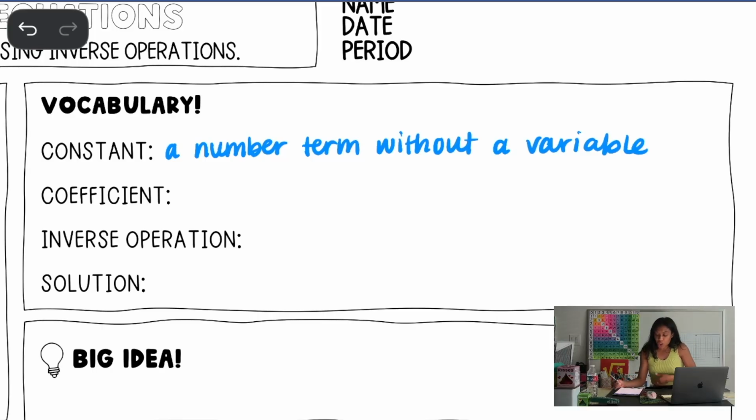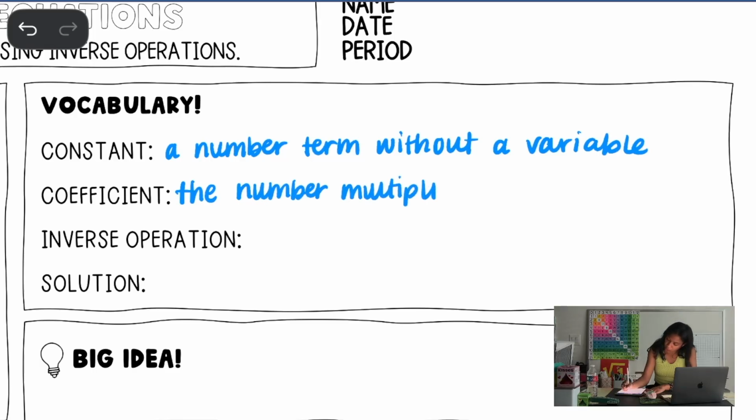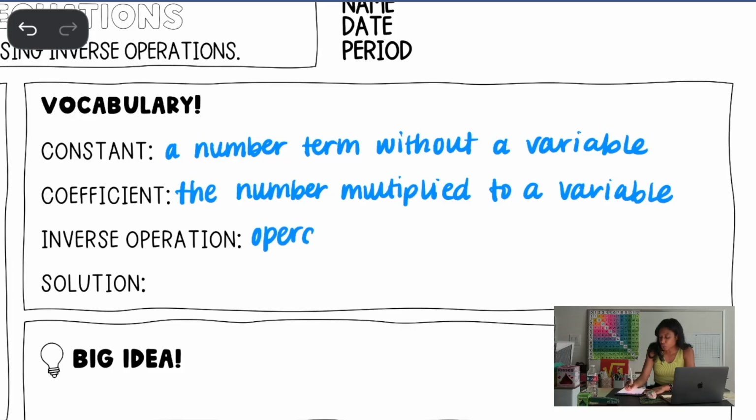Our next term is coefficient. You may remember that from previous lessons. This is the number that gets multiplied to a variable. So if I had a phrase like 6x, 6 would be the coefficient there. Inverse operations. We talked about this the last lesson as well, because in order to solve our one-step equations, we have to use those inverse operations. These are operations that undo one another.